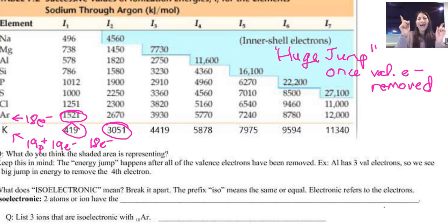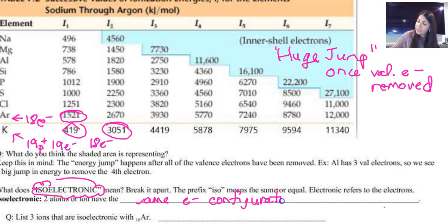Why? Aha! If you're thinking it's because it has more protons, argon only has 18, potassium has 19. So if they have the same number of electrons, then that's going to be the case. Now, what is the term for this? It's called isoelectronic. Break it apart. Iso means the same or equal, and electronic is referring to the electrons. So isoelectronic means when two atoms or ions have the same electron configuration, same number of valence electrons and everything. So it's got the same electron configuration.